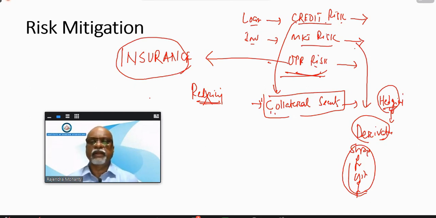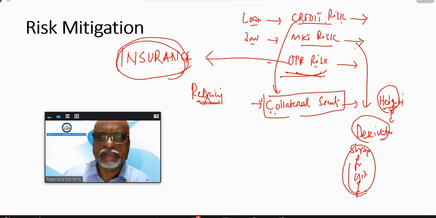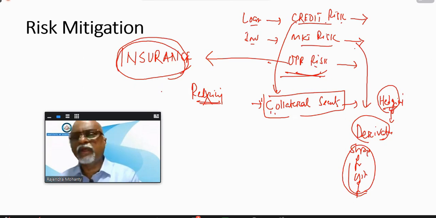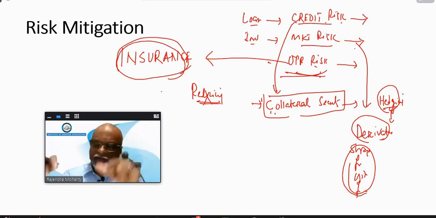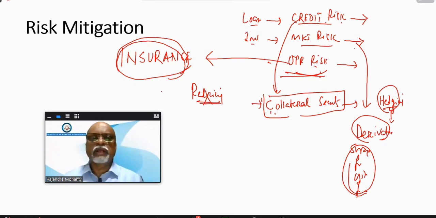Insurance. Operational risk mitigation can be done through only insurance, nothing else. You have to insure all the things: system failure, fire, earthquake, or anything that happens. So basically part of the operational risk can be covered through insurance.